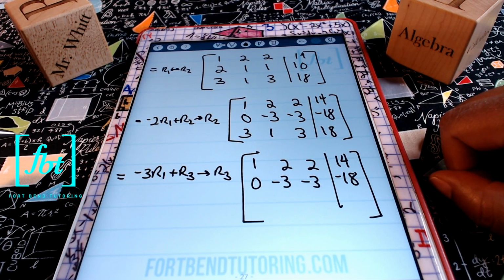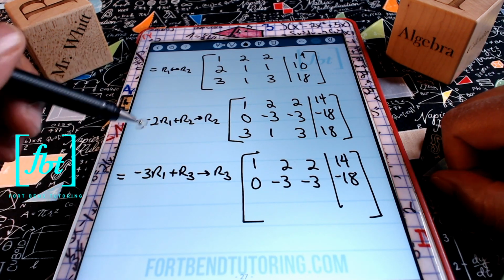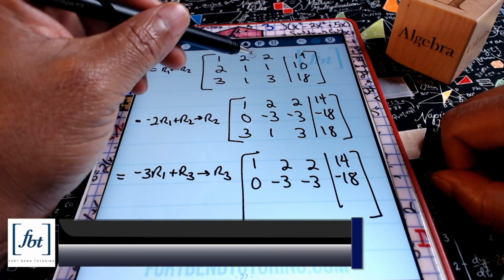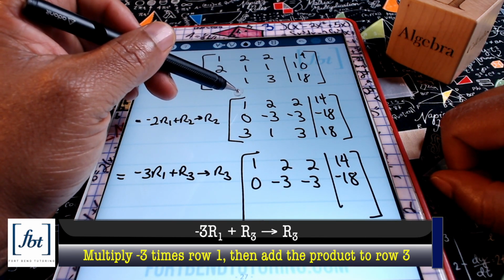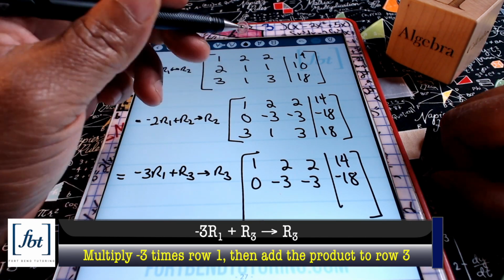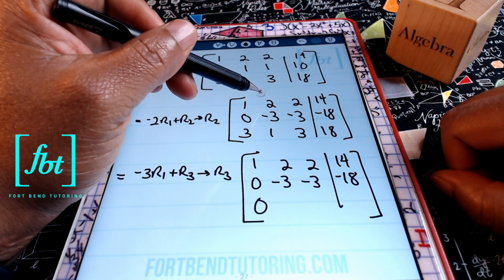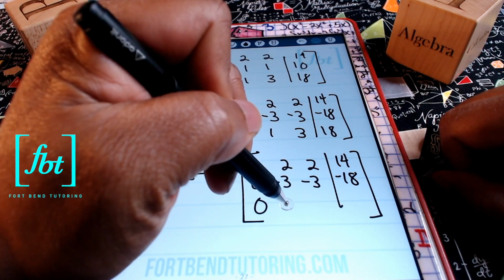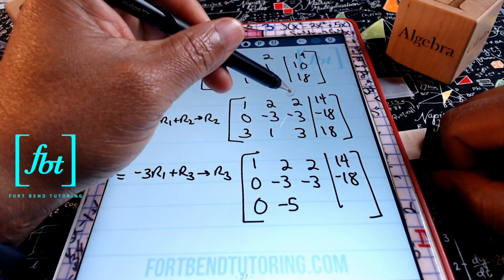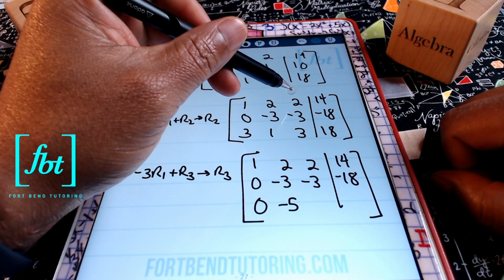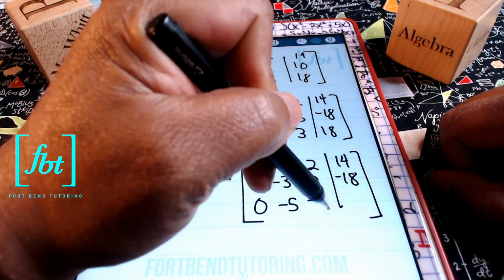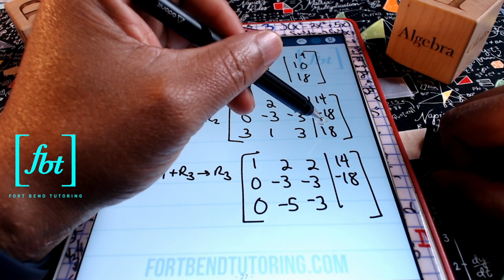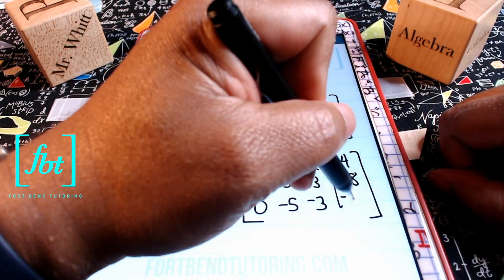And then we also have row 3 where we'll be multiplying -3 times row 1 and then adding that product to row 3. So we'll have -3 times 1 is -3. -3 plus 3 gives me 0. -3 times 2 is -6. -6 plus 1 gives me -5. -3 times 2 is -6. -6 plus 3 gives me -3. And then -3 times 14 is -42. And -42 plus 18 is -24.